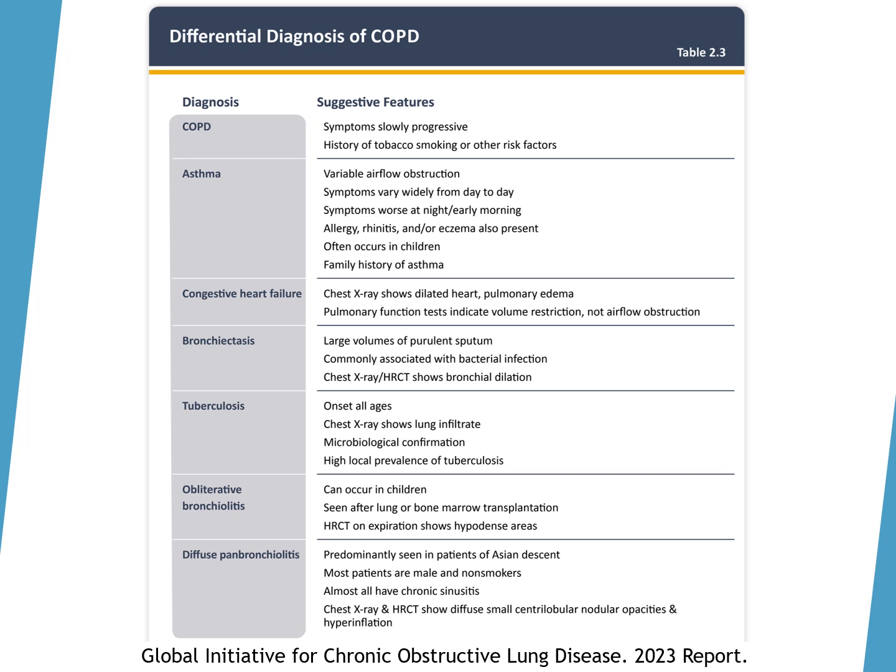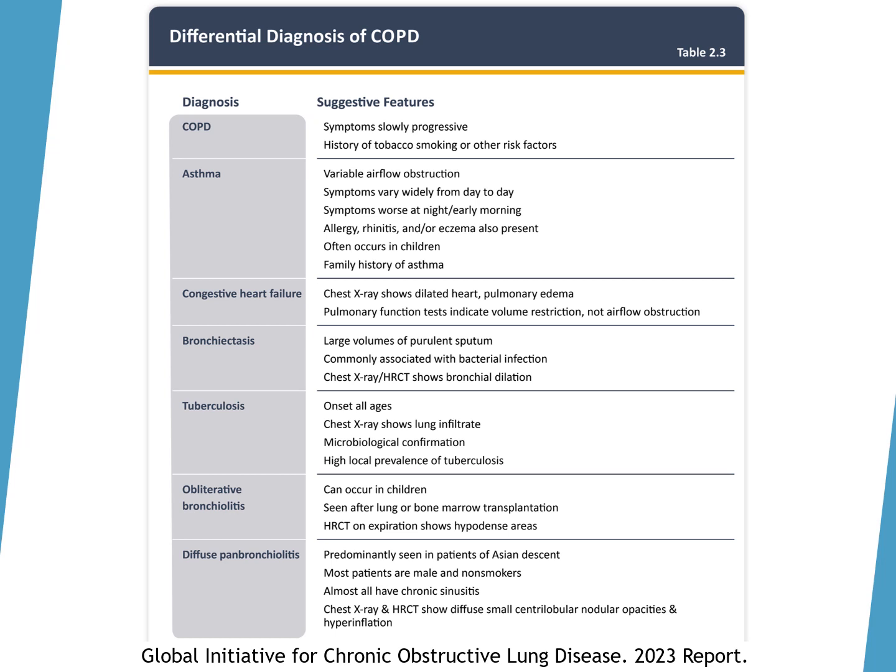COPD symptoms slowly progress over time, and they do not get better or worse and reverse in any way. It's a progressive disease, hence the acronym, whereas asthma symptoms vary widely from day to day due to different exposures, often having symptoms worse during different times of the day, especially at night or in early morning. Patients with asthma most commonly also have allergies, rhinitis, and/or eczema, and may have a family history of asthma, and may also have a coexistence of obesity.